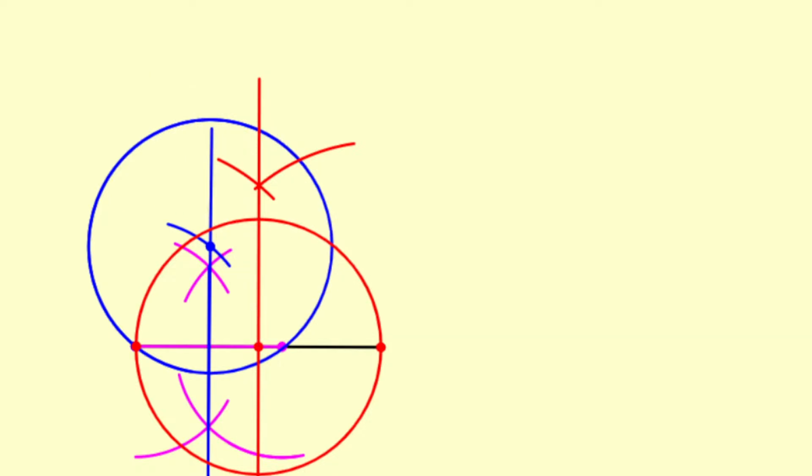So now you can see both the circles are intersecting at some points. Their point of intersection, this is the first where they are intersecting, and this is the second point where they are intersecting.